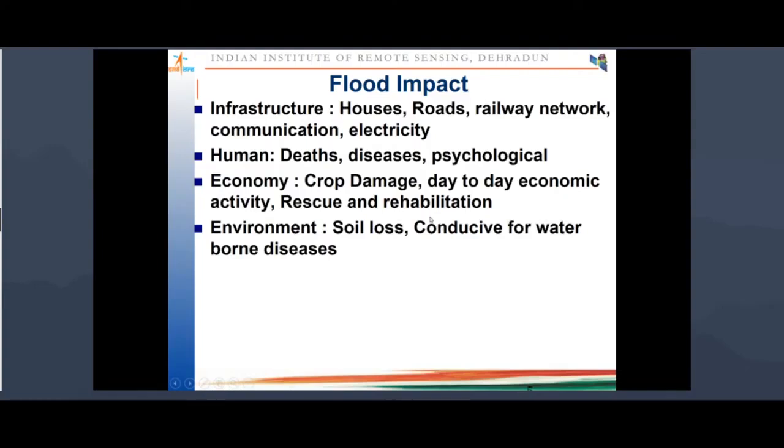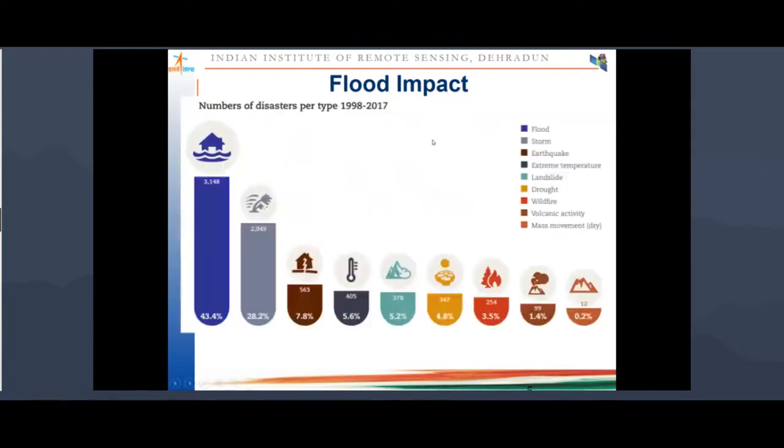And finally is the environment. For example, whenever you have flood, there will be soil loss. Then it is very conducive for waterborne diseases. So these are the impacts. Basically, if you see all the disasters, flood is the foremost and most important disaster. It is the most frequent disaster among all disasters. So this is one example.